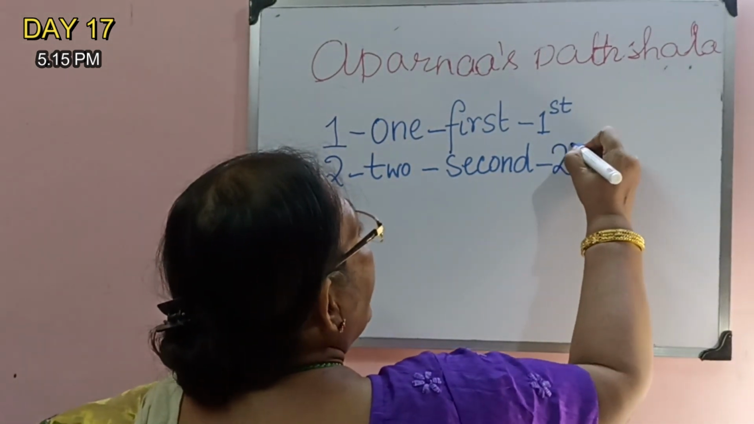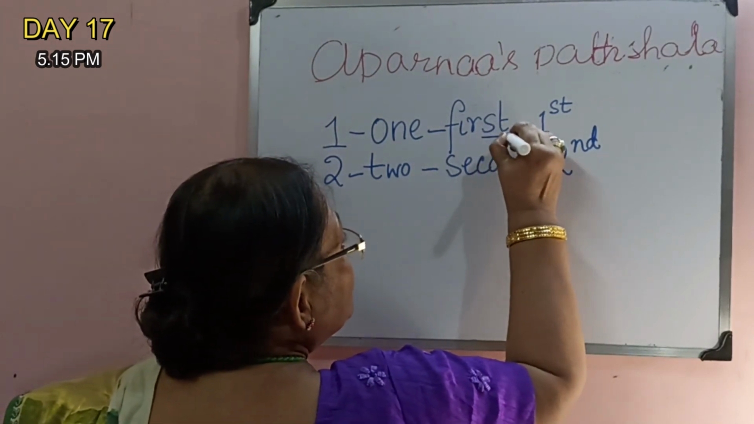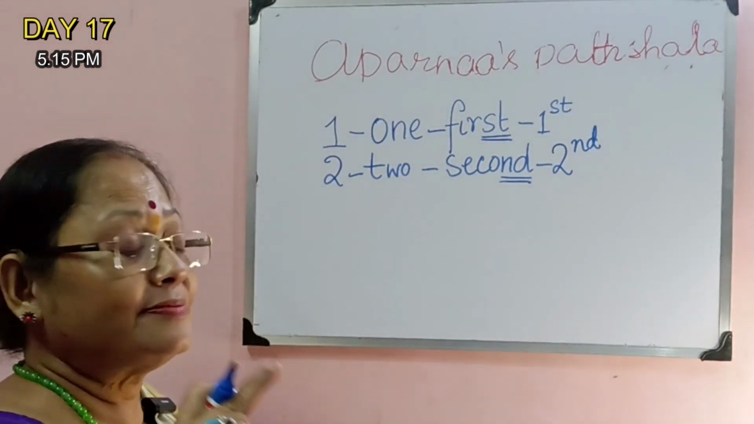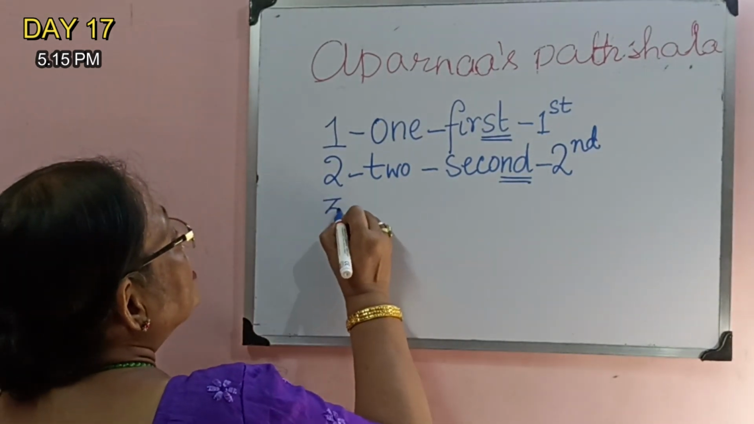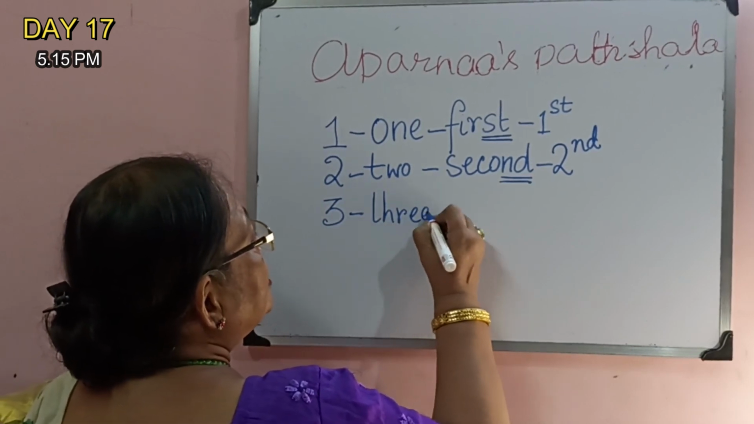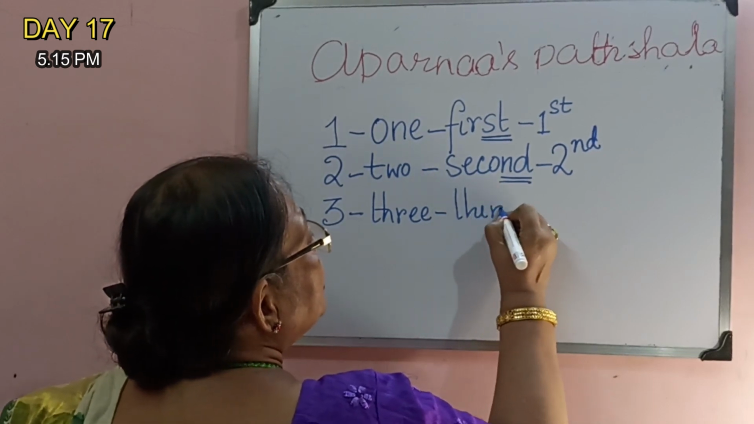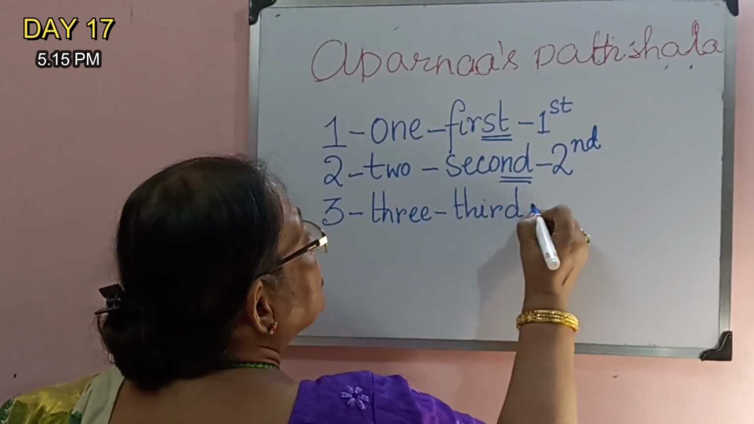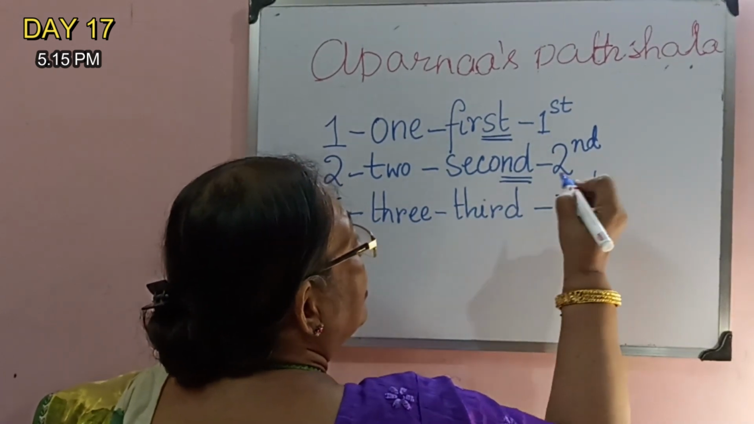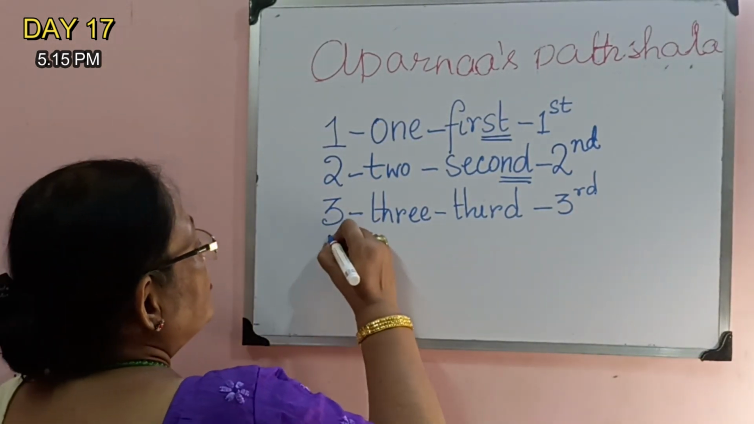Second, you write 2 and N-D. See, these two letters are working here. N-D, N-D. Don't forget it. Next comes 3. T-H-R-E-E, 3. And the third position is T-H-I-R-D, third. So we are writing here 3 and R-D, third.